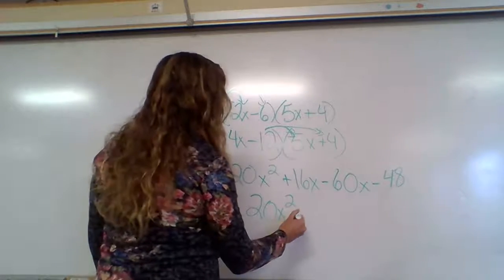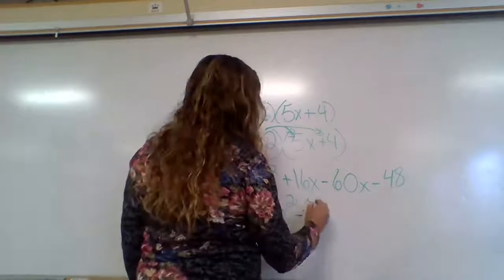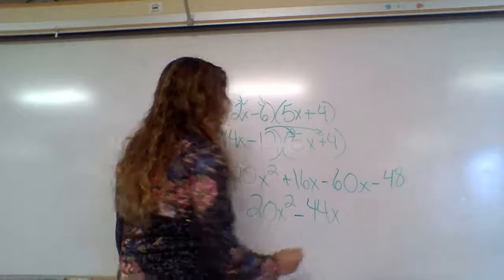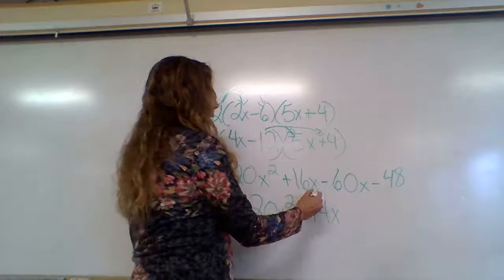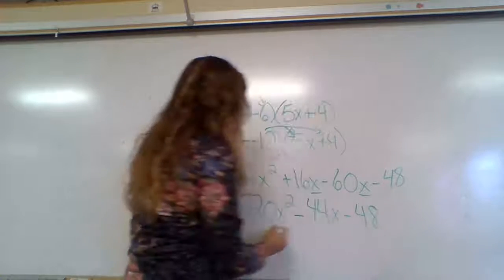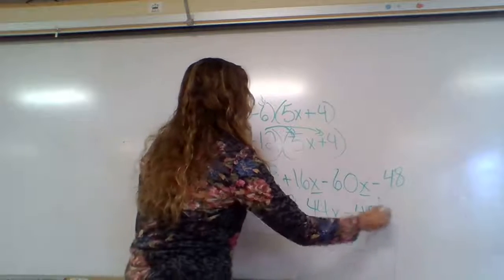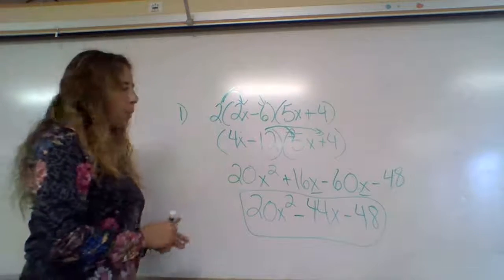Uh-oh, now I owe money. Now I'm at negative 44. Now I owe my bank $44. So you can combine those together, and then minus 48. And that is how you would leave your answer. Okay, that's number 1.